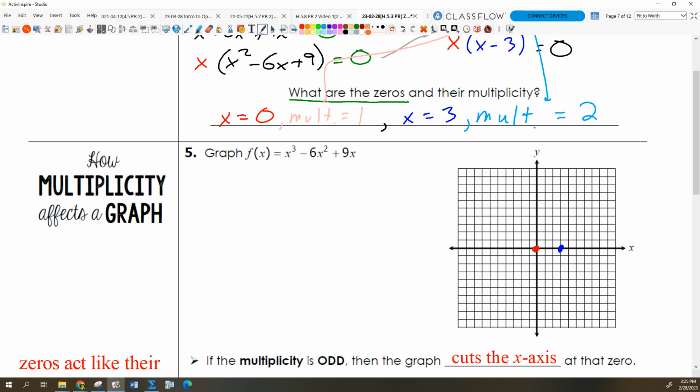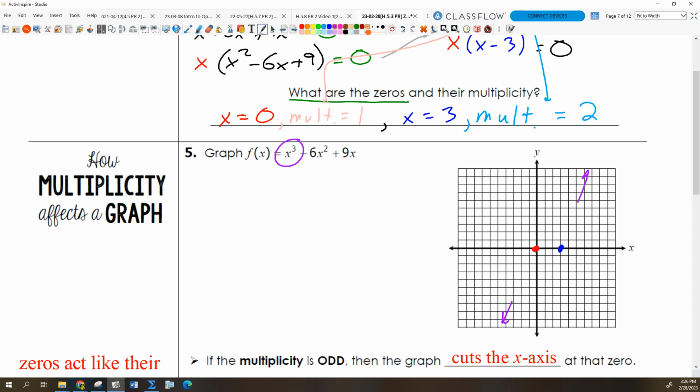Just look at the leading term, right? The leading term determines the end behavior. So positive odd, so it's doing this. Positive odd. So I know the end behavior because of that. The end behavior is doing this. Everybody agree? So now I just have to kind of put the clues together.